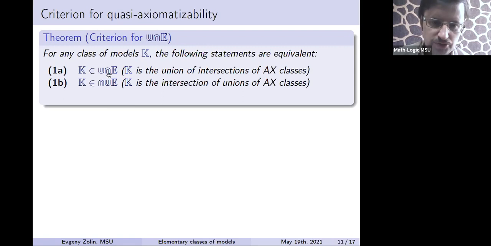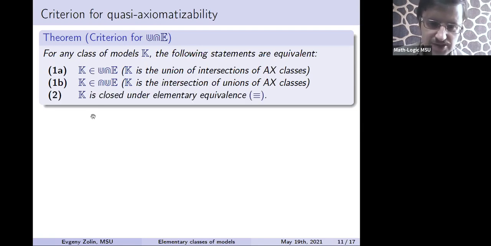So the class belongs to this intersection of union of elementary classes, if and only if it is representable as some intersection of union of finitely axiomatizable classes. So elementary classes, union, intersection, elementary. And the last condition is K is closed under elementary equivalence.